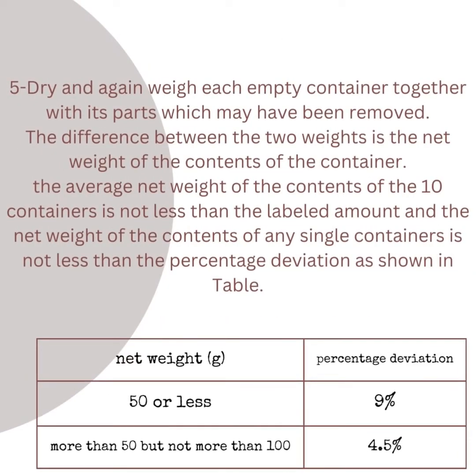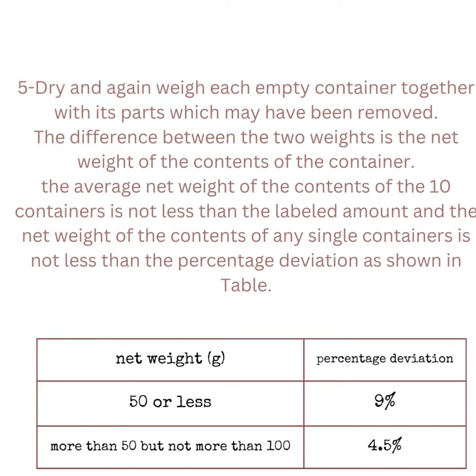Dry and again weigh each empty container together with its part which may have been removed. The difference between the two weights is the net weight of the content of the container. The average net weight of the content of the tin container is not less than the labeled amount, and the net weight of the content of any single container is not less than the percentage deviation as shown in the table.